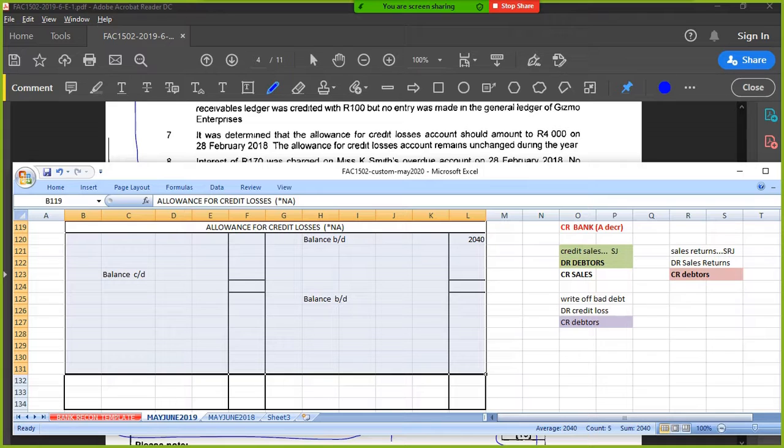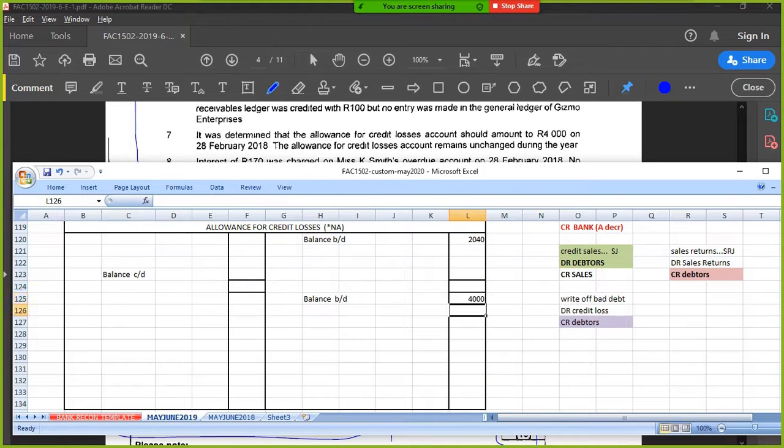What are we going to do? Are we going to increase or decrease the allowance? What should the allowance be? 4,000. Very good. I want the allowance to be 4,000. So that's the balance that I want to carry down. Okay? Which side is bigger? This side.